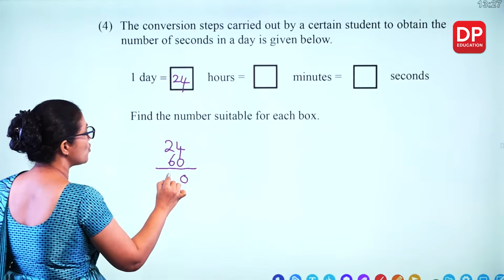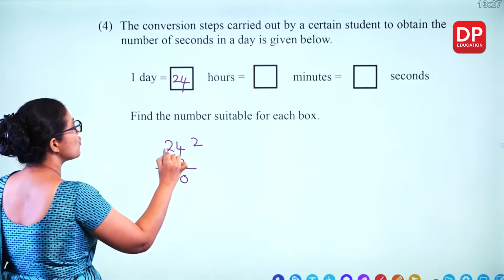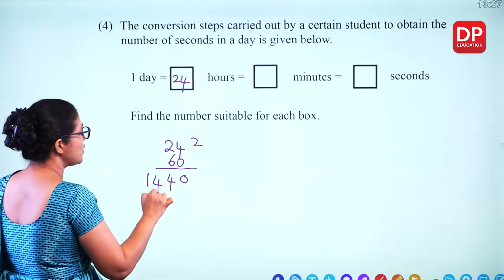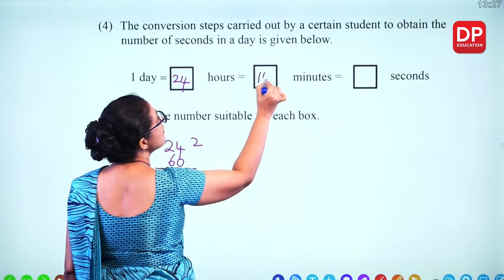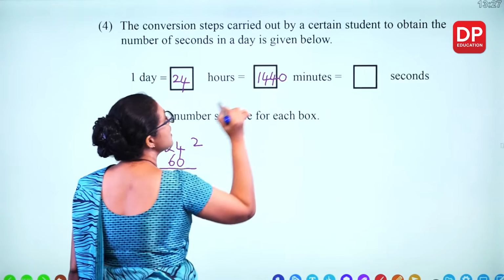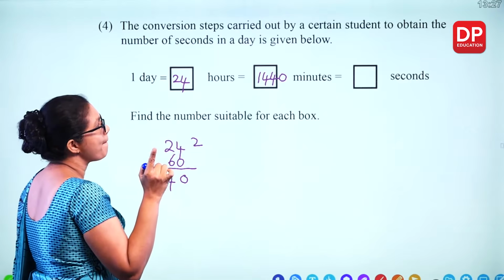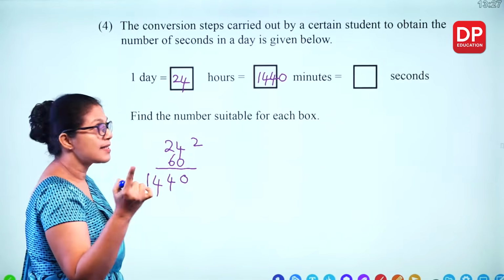0, 6 times 4, 24. 6 times 2, 12 plus 2, 14. So 1440 minutes are there. Then how you get seconds?